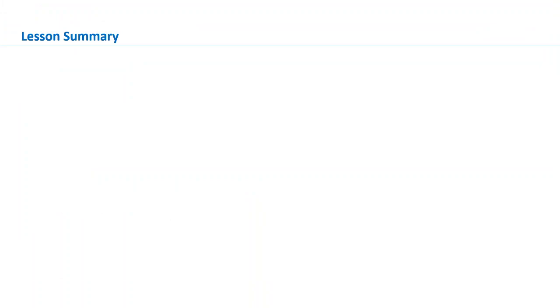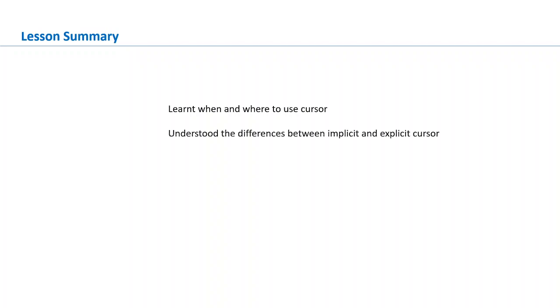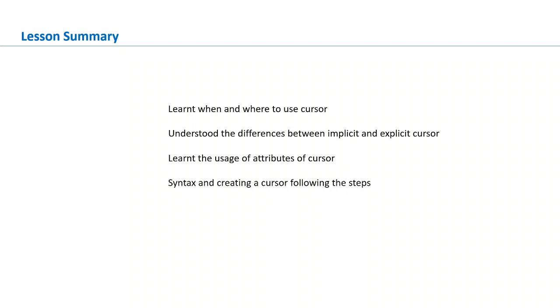Let's summarize what we have seen in cursors. We have learned when and where to use a cursor. We have understood the differences between implicit cursor and explicit cursor. We learned the usage of attributes of a cursor. We have learned how to write a cursor following the steps. We have 4 different steps, you remember? Then we have seen some running examples.